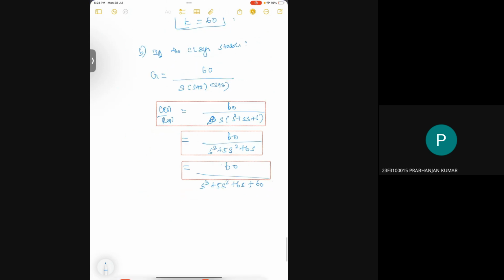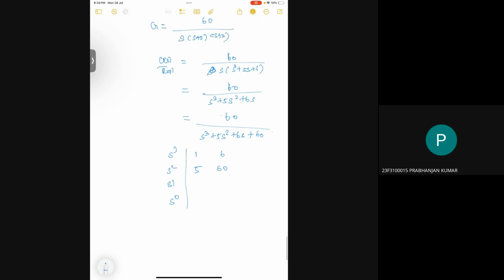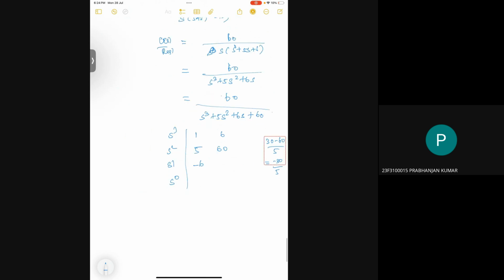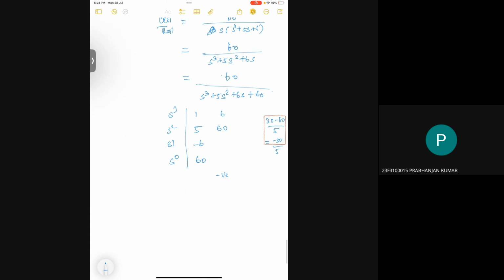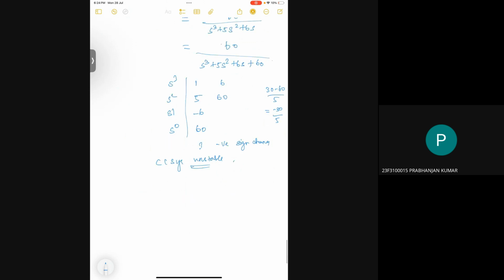Right. Now we'll do the Routh stability criterion. The first column: 1, 6, 5, 60. Then 5 times 6 is 30, minus 60, divided by 5, that is minus 30 by 5, which is minus 6. Then this will become again 60 straight away. So there is one sign change. So the closed loop system is unstable.